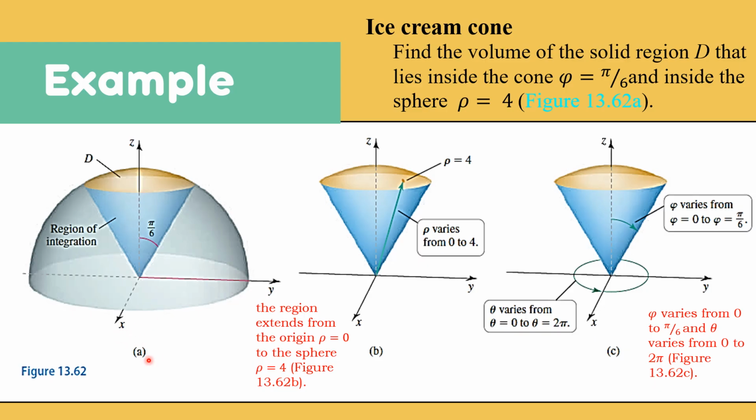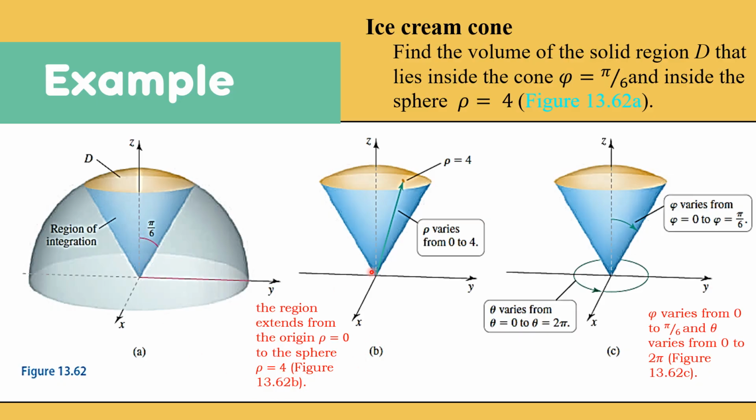As we can see, in figure A, we have here the region of integration, this cone here, and it has an angle of pi over 6. This is now the phi that's given in the problem.